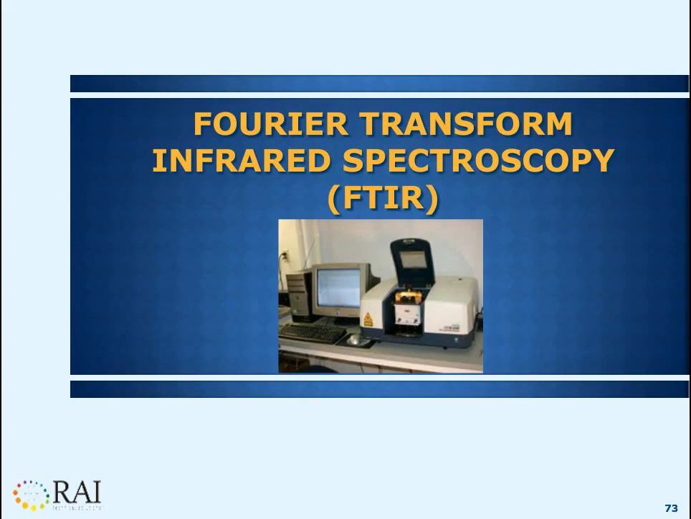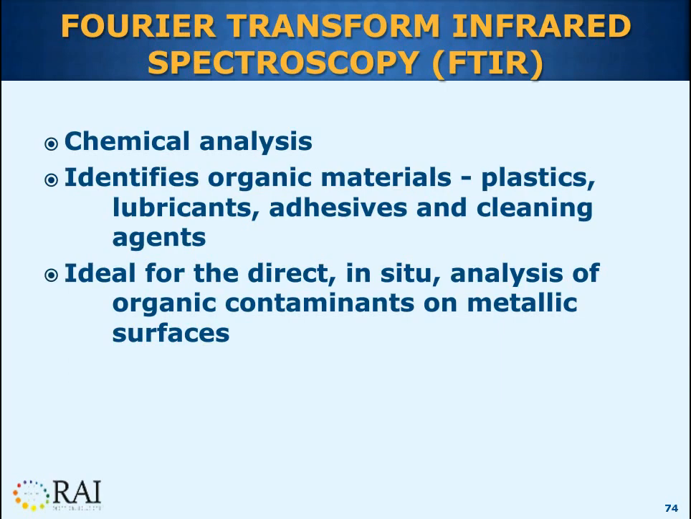I'll next talk about infrared spectroscopy, particularly this technique called Fourier transform infrared spectroscopy. FTIR helps me identify surface contamination that may contribute to a product failure. It provides chemical analysis, particularly by identifying organic materials, plastics, lubricants, adhesives, and cleaning agents. And it's ideal for direct in situ analysis of organic contaminants on metal surfaces. So again, that's very helpful when I've got a paint adhesion issue to metal.